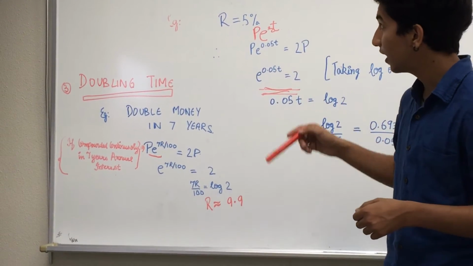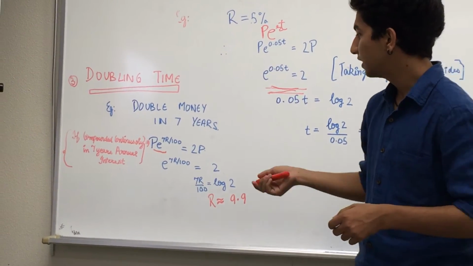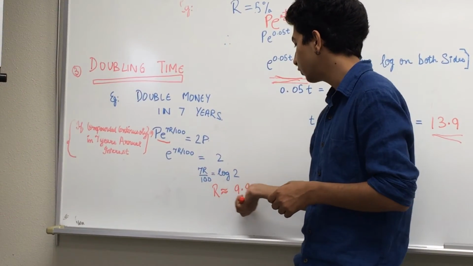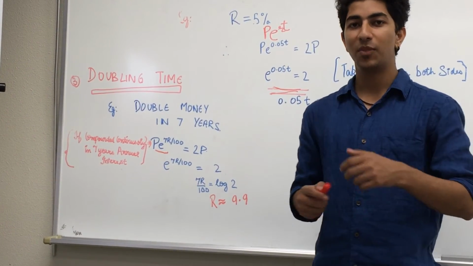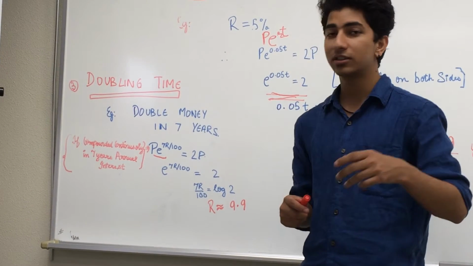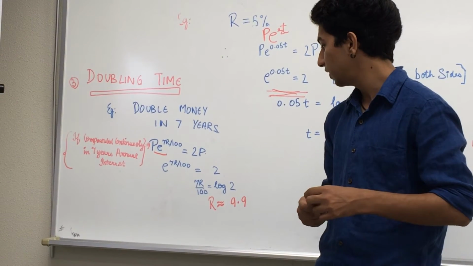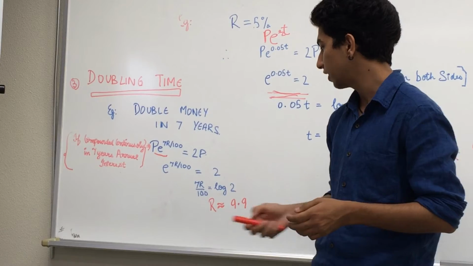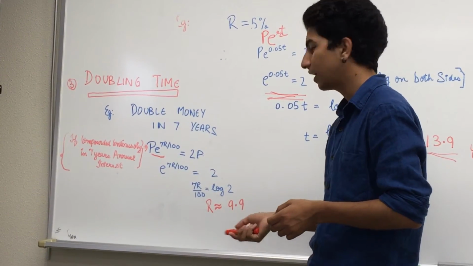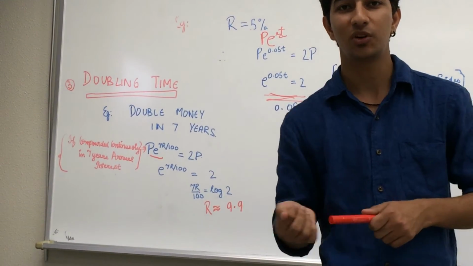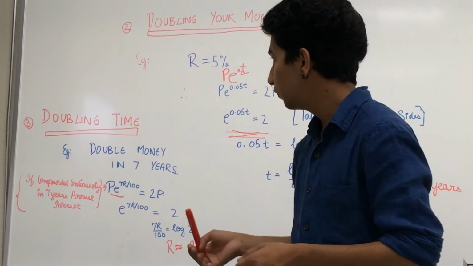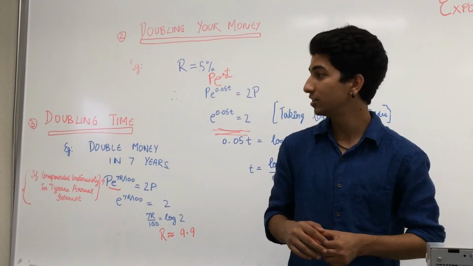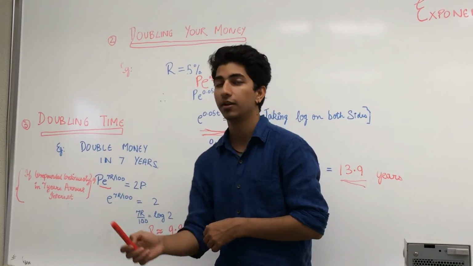This is the same as the last doubling your money question, but in this question we have to find the rate at which the money is going to double within the given time. If we calculate the rate, it comes out to be 9.9%, and it is the actual rate at which your money is going to be doubled within the 7 years time period.